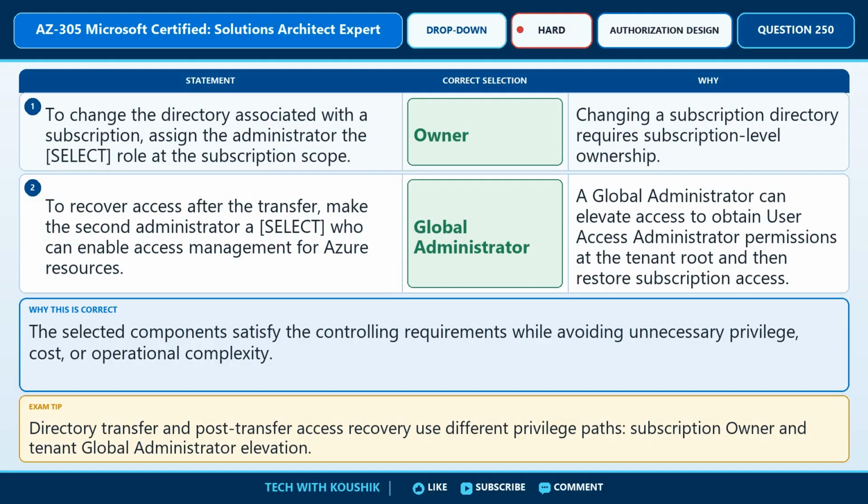The answer to the first statement is owner. Changing a subscription directory requires subscription-level ownership. The answer to the second statement is global administrator. A global administrator can elevate access to obtain user access administrator permissions at the tenant root and then restore subscription access. Remember this distinction for the exam. Directory transfer and post-transfer access recovery use different privilege paths, subscription owner and tenant global administrator elevation.